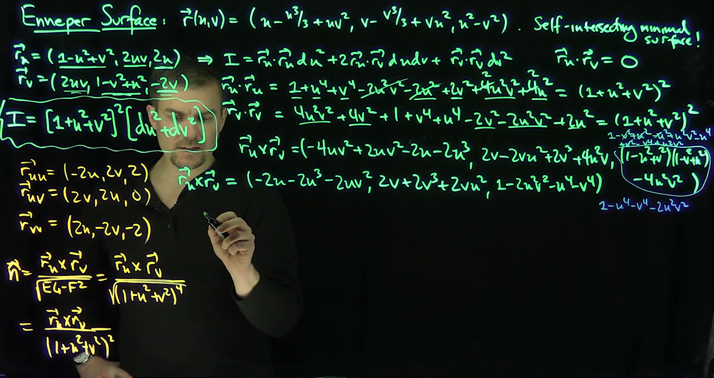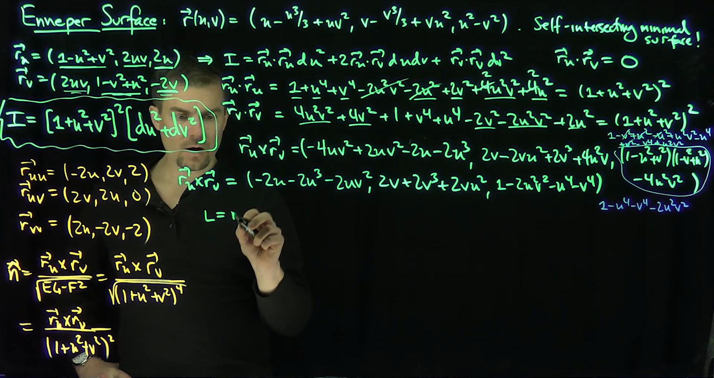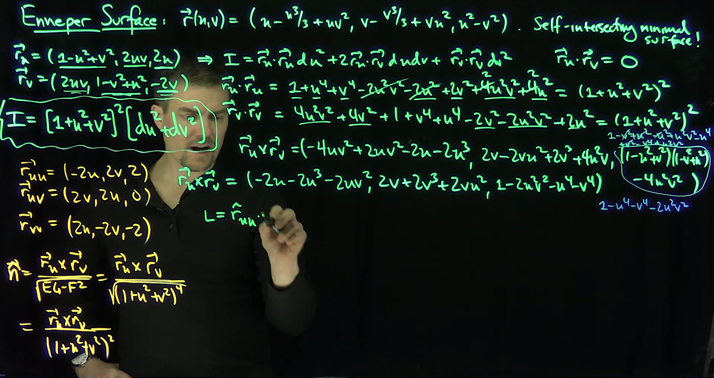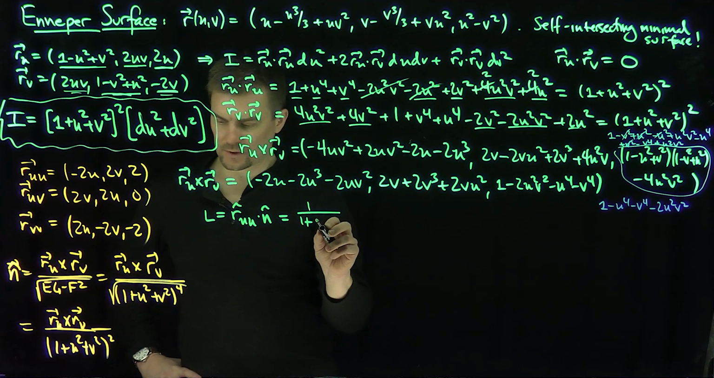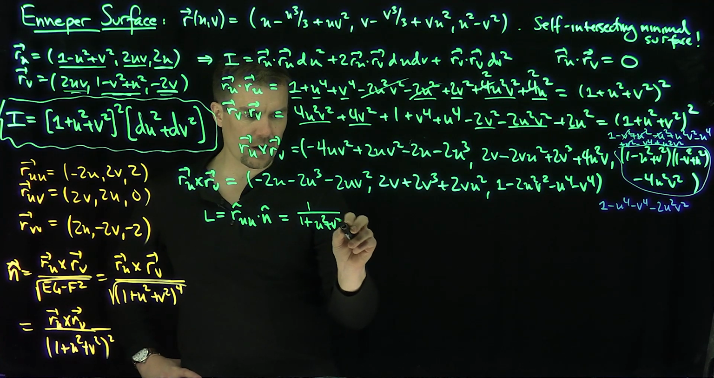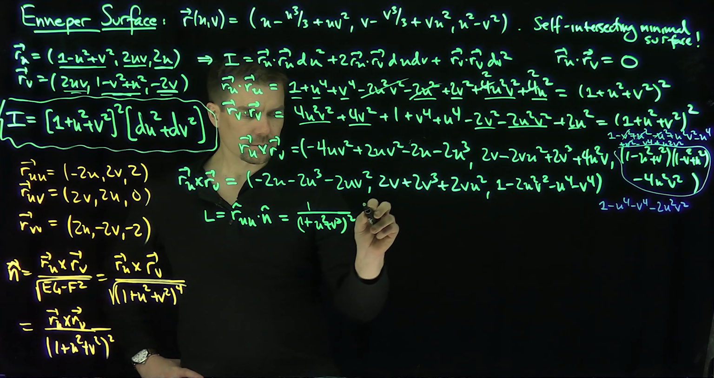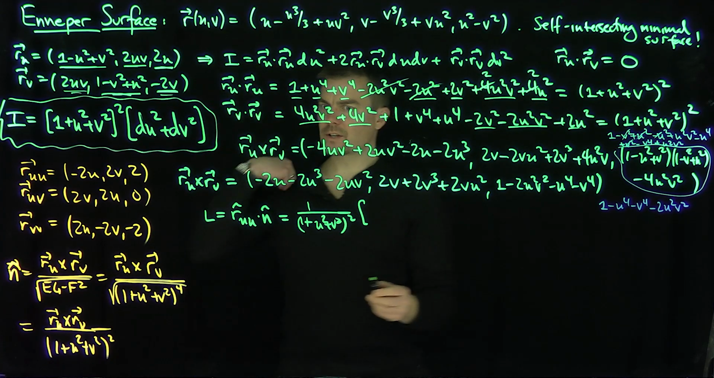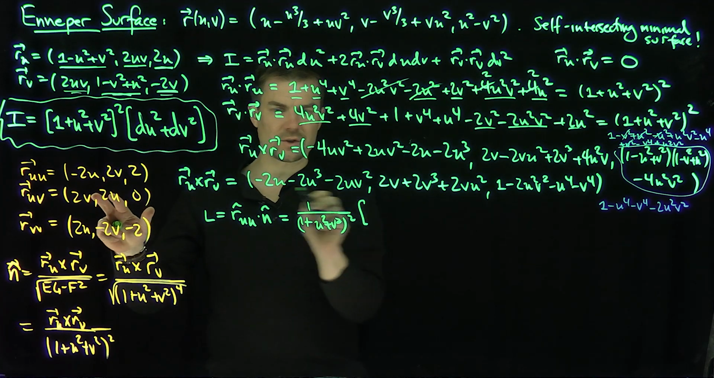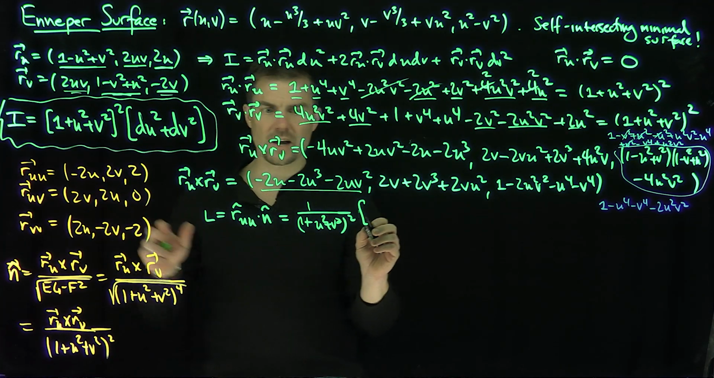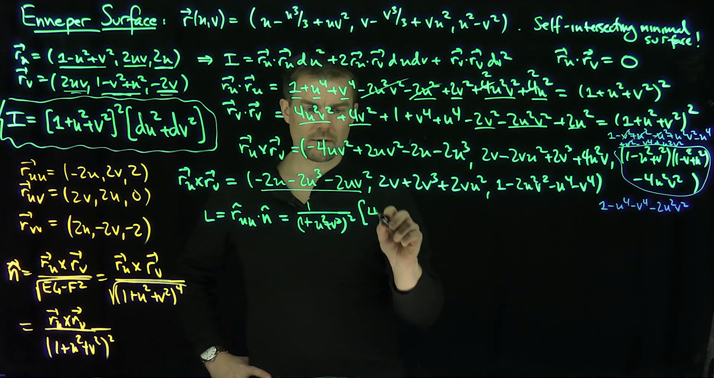So what is going to be my second fundamental form? My L is going to be r_uu dot n hat. So I'm going to pull that factor out. That's going to be 1 over (1 plus u squared plus v squared) squared. And then if I dot this expression over here with a negative u, what are we going to get? So we're going to get this expression dot this expression over here. So this is going to be dot with a negative 2u, so that's going to be a total of 4.